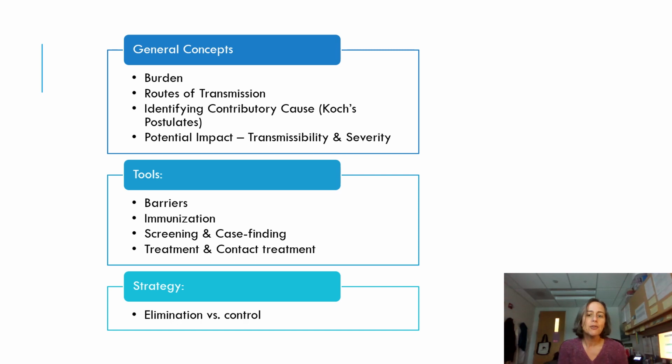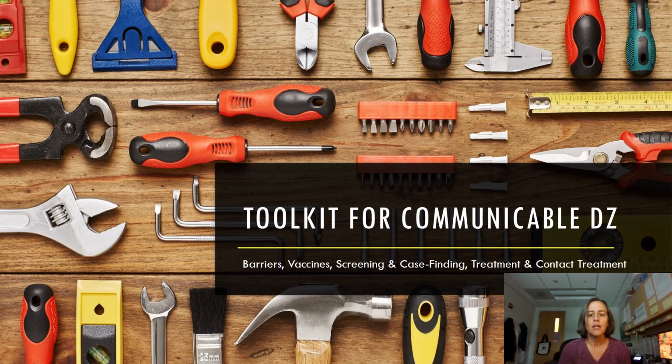Okay, so in this part 2, now we're going to talk about tools and then briefly about strategy. So what's our toolkit for communicable diseases? We talked about our toolkit for non-communicable diseases, and some of these are going to be the same, right? But some of them are going to be different. So they are barriers, vaccines, screening and case finding, and treatment and contact treatment. So those are the 4 main tools in our toolkit for communicable diseases.